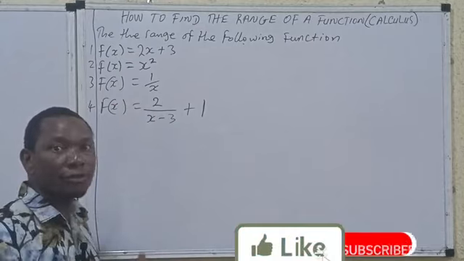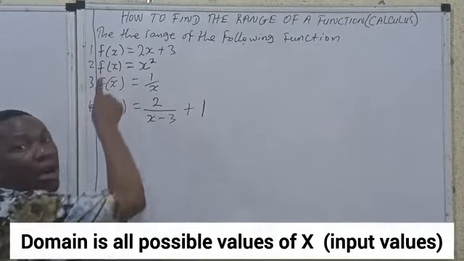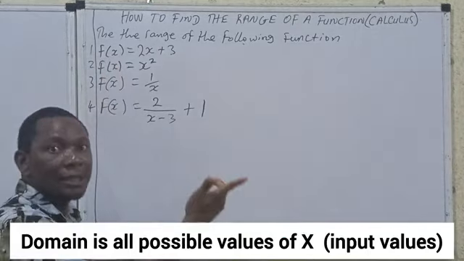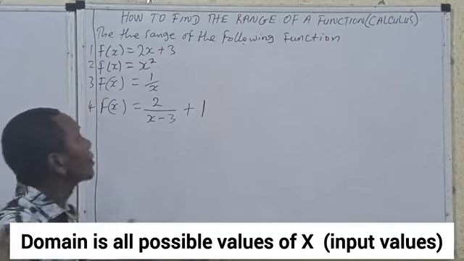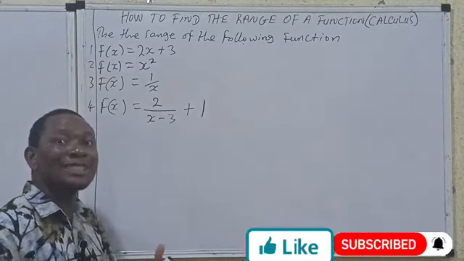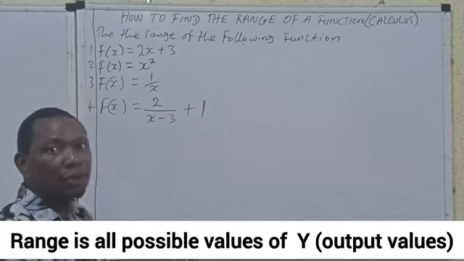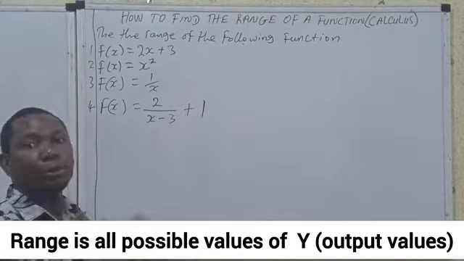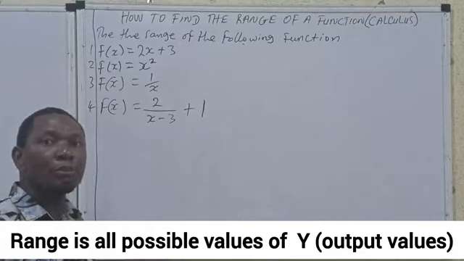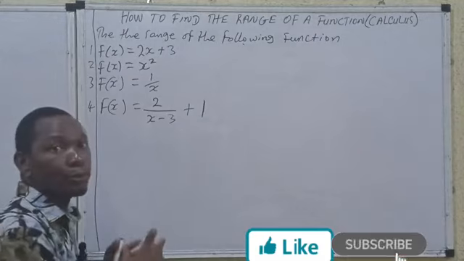The dependent variable. So when we are looking for all the possible numbers that you can put in, that is called the domain. In this case, we are looking for all the possible numbers that you can get out, which is all the possible values of the dependent variable, or y, which is what? The range. So range is all the possible numbers of y, or the dependent variable, or output.